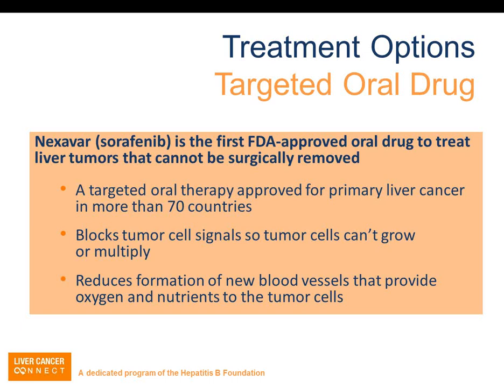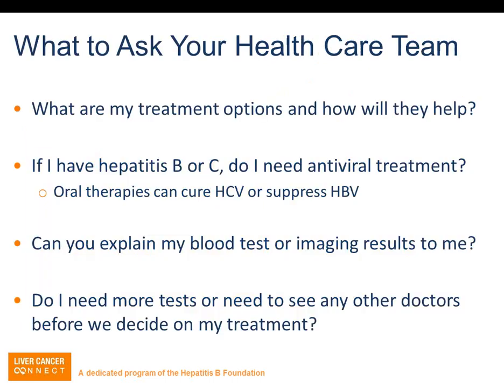Sorafenib is approved in over 70 countries. It blocks tumor signaling. And one of the ways it works is by decreasing the formation of blood vessels that provide oxygen and nutrients to tumor cells through a receptor called VEGF, V-E-G-F.